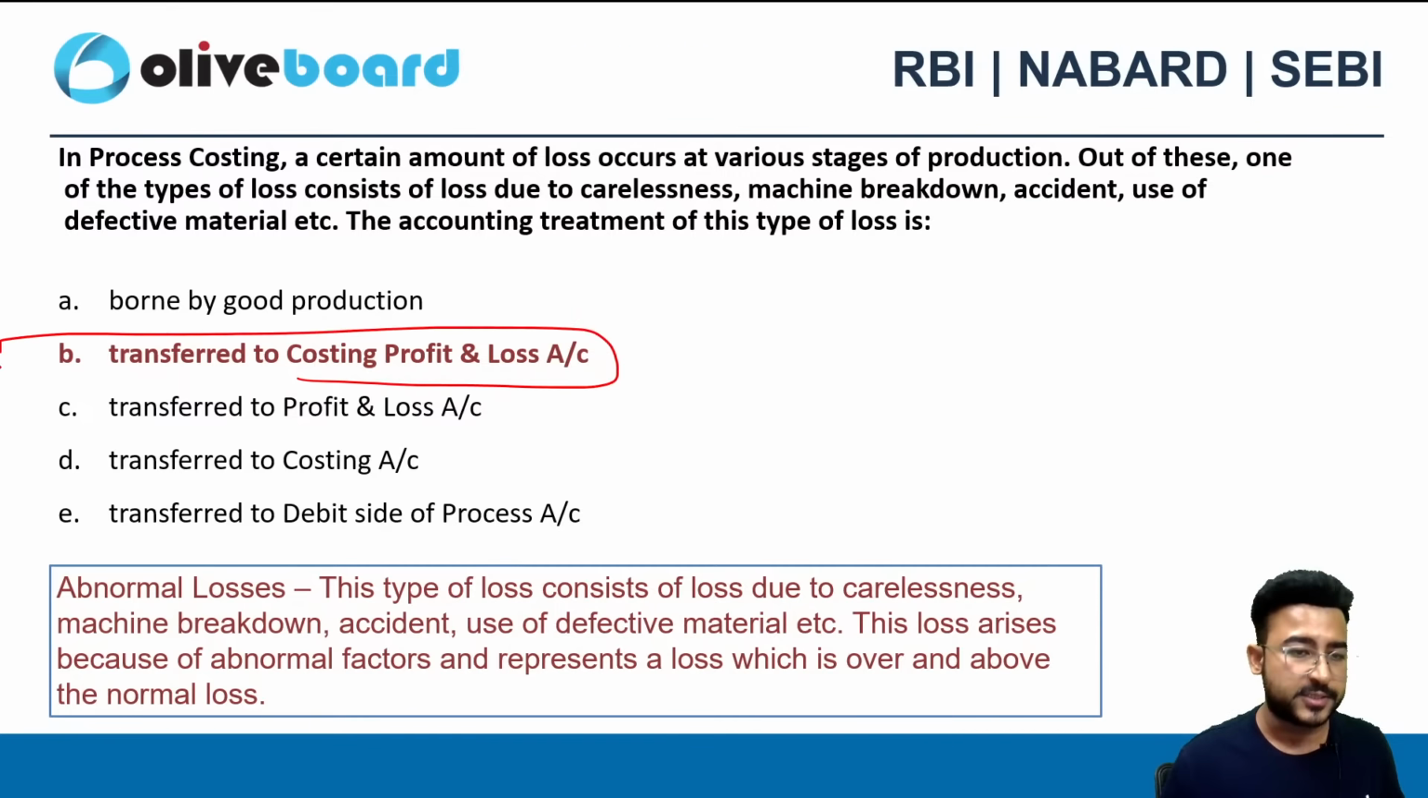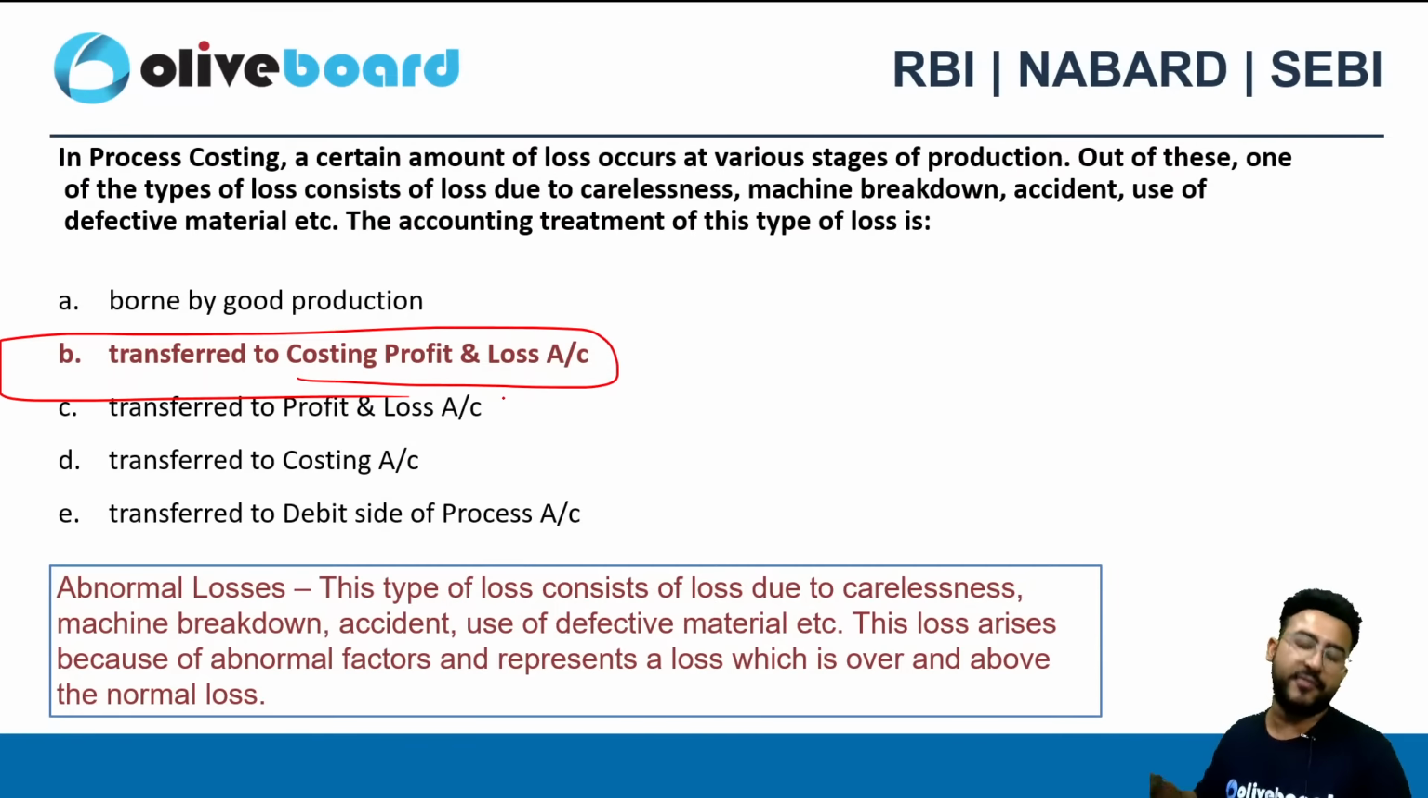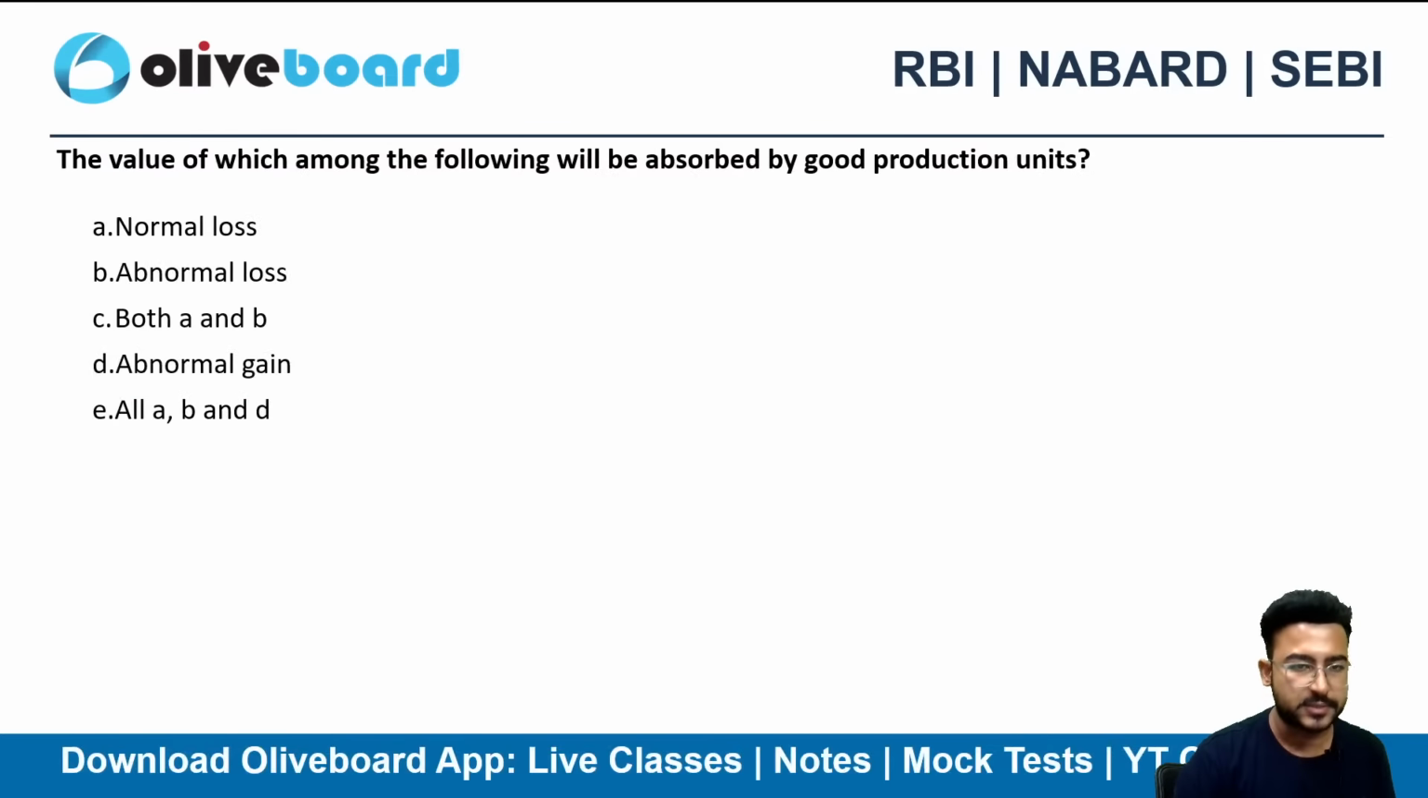Why? Because not P&L but costing P&L. Do remember, in costing we do have costing P&L. P&L we have in financial accounting. In costing we have costing P&L. Yes, it is abnormal loss. Correct, Varsha. So we'll be transferring it to the costing P&L. Option B here is the correct choice.